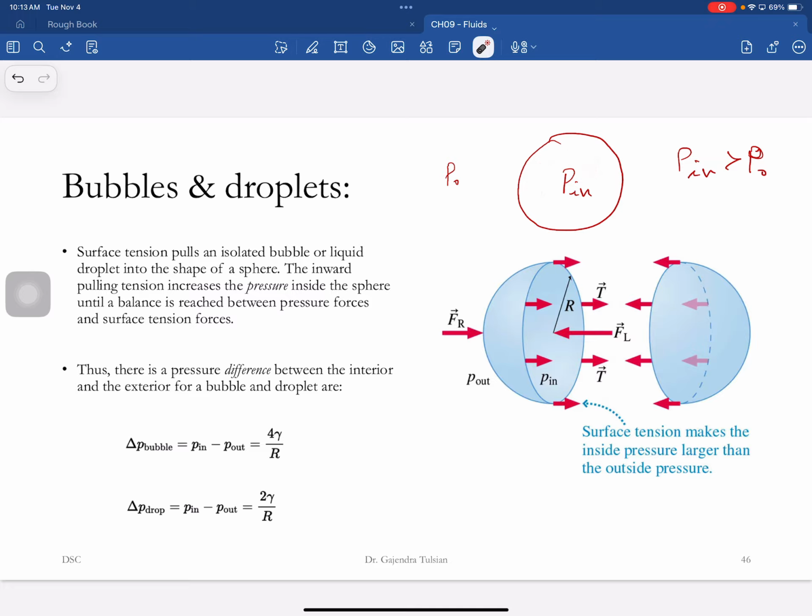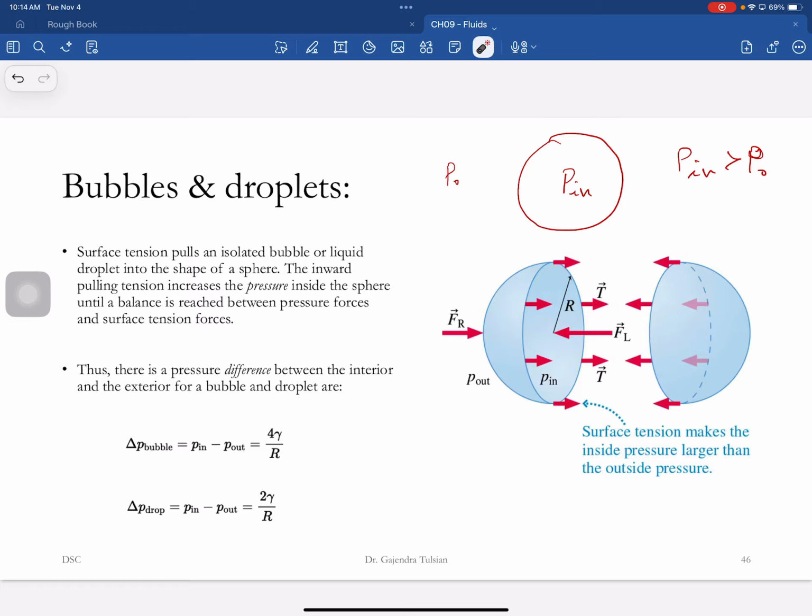And this is the formula for the amount of increased pressure. This is the inside pressure minus the outside pressure. For a bubble, it's 4 times the surface tension of the material divided by the radius of the balloon. So the greater the radius, the bigger the balloon, the smaller the pressure difference.